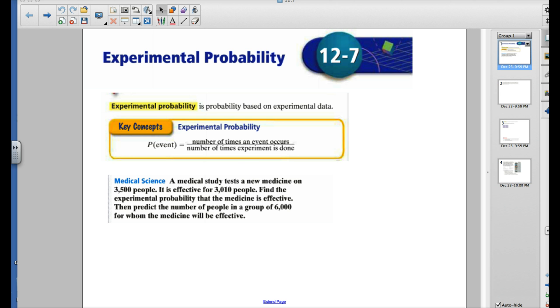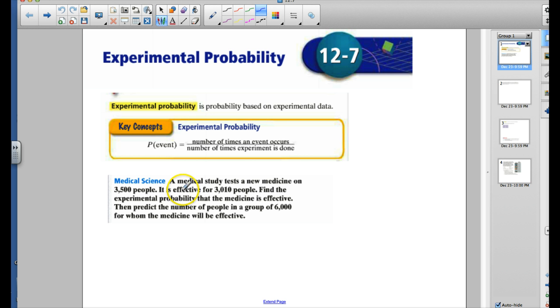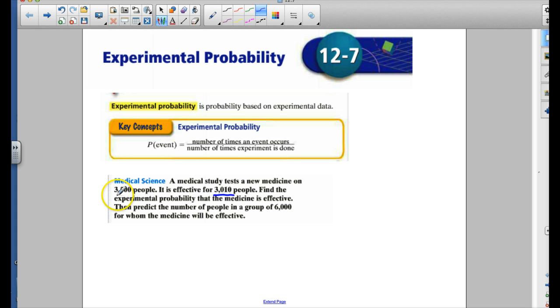For example, a medical study tests a new medicine on 3,500 people. It is effective for 3,110 people. Find the experimental probability that the medicine is effective. Then predict the number of people in a group of 6,000 for whom the medicine will be effective. Well, the experimental probability on this problem would be the number of good outcomes, the number of times the event occurs, 3,110, over the total number of people, 3,500. So the probability for this event, P of E, is equal to 3,110 over 3,500.